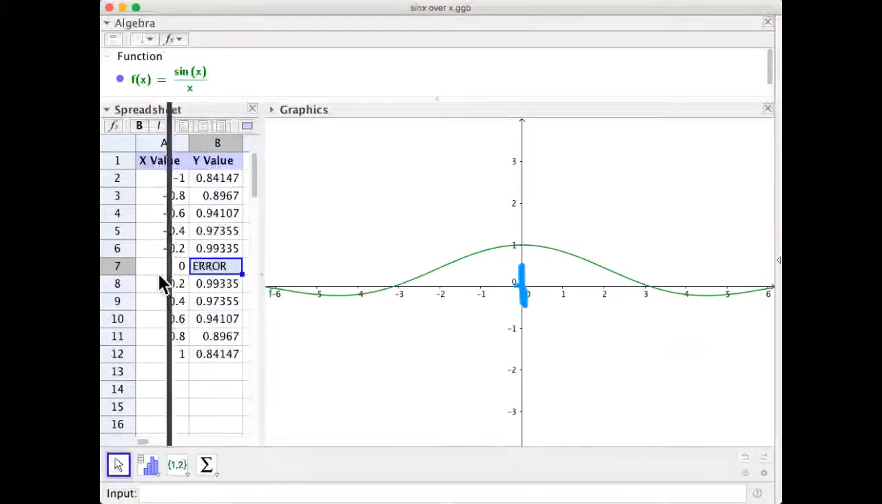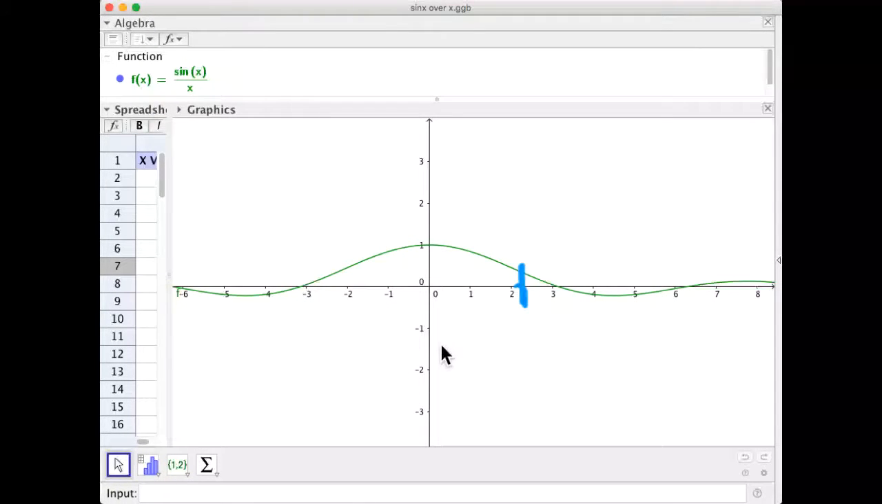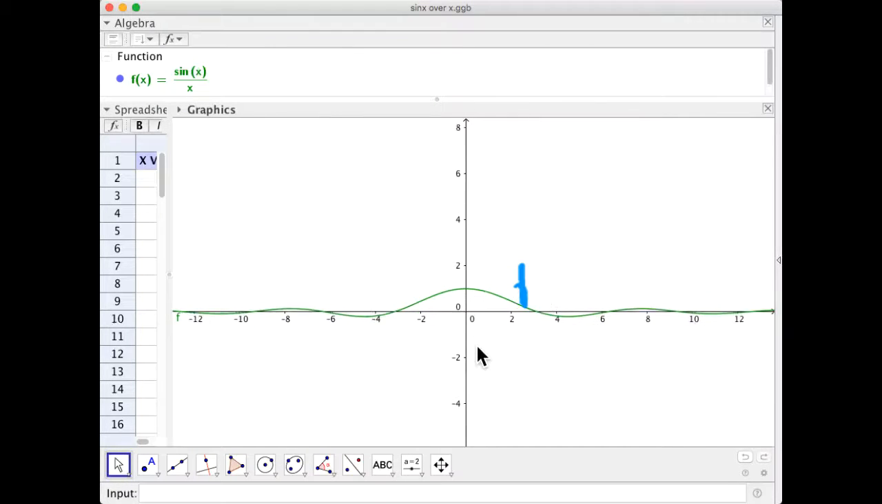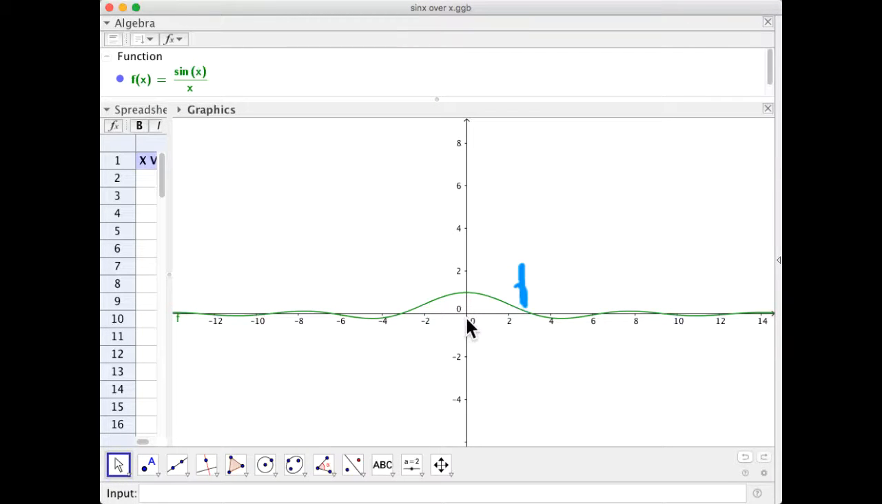So actually I'm going to take this little spreadsheet and move it over. What we are concerned about right now is what happens to this graph, not as it moves towards the center, but as it moves outward in the right and left direction.